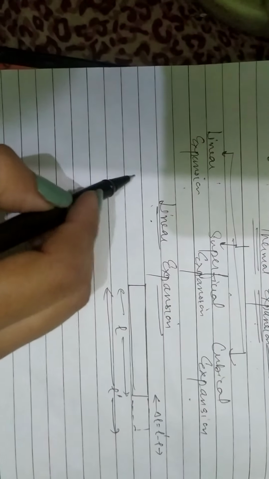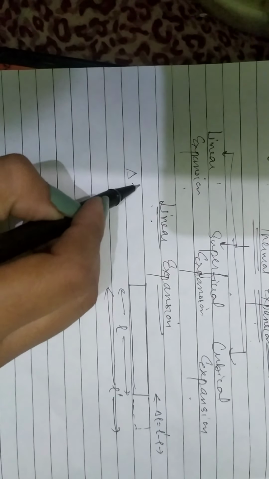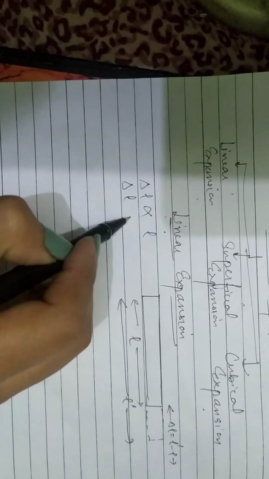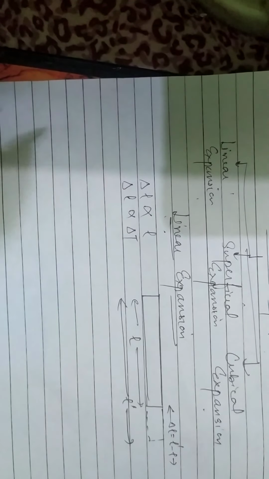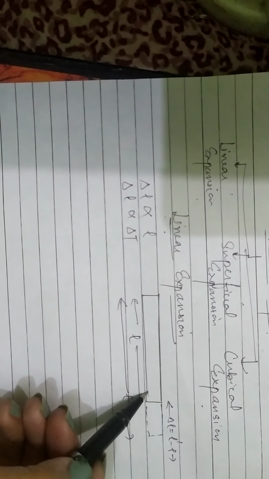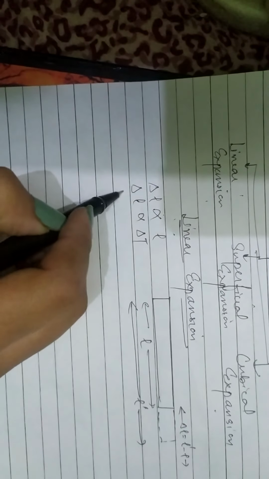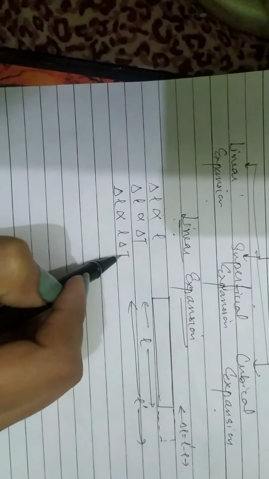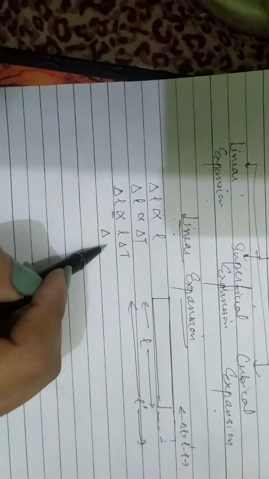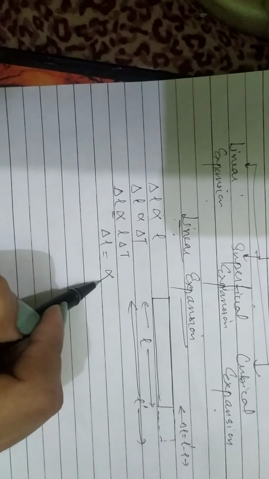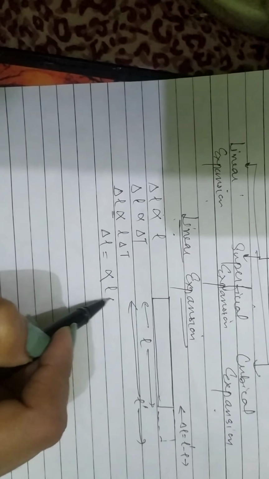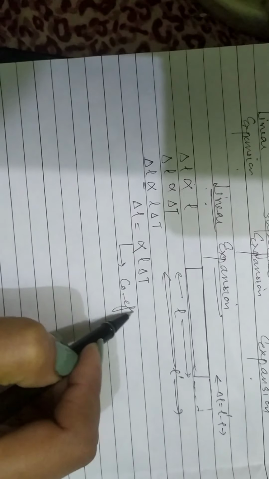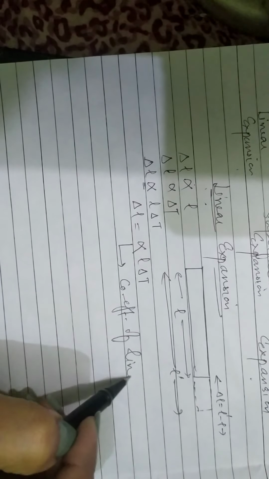Now as per experimental observation, this increase in length is proportional to the original length. This increase in length is also proportional to the change in temperature, how much temperature we have raised here. So when we combine these two factors, delta L is proportional to L into delta T. Removing the proportionality sign, there comes a constant called alpha. So it is delta L equals alpha L delta T. This alpha is called the coefficient of linear expansion.